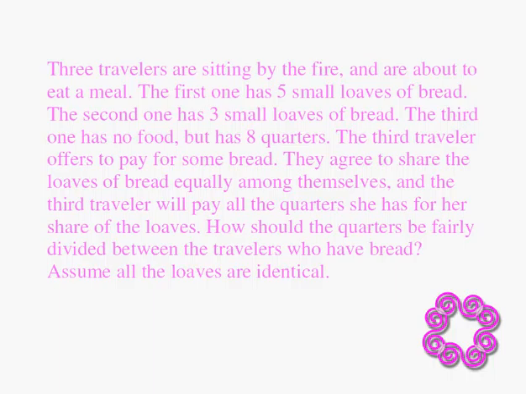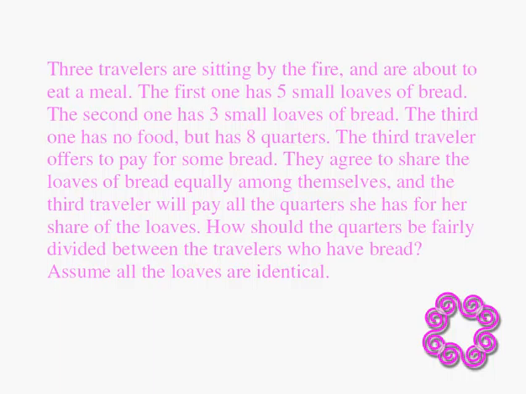They agree to share the loaves of bread equally among themselves, and the third traveler will pay all the quarters she has for her share of the loaves. How should the quarters be fairly divided between the travelers who have bread? Assume all the loaves are identical.